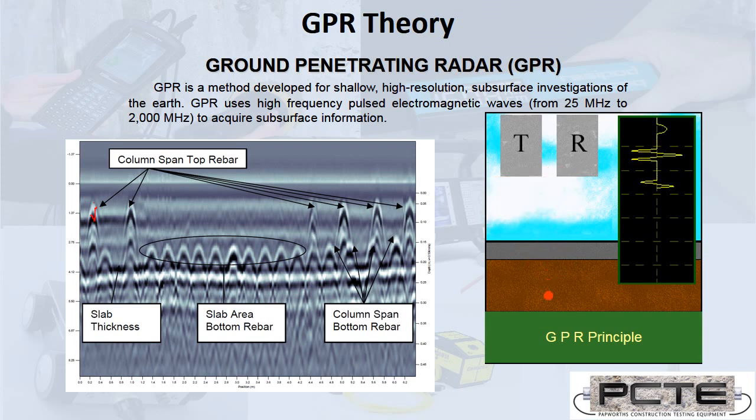So you can see a sample reinforcing scan on the screen here, where they picked out individual reinforcing bars, and also were able to evaluate information such as the slab thickness and multiple layers of reinforcing. This is the real output from a ground penetrating radar.